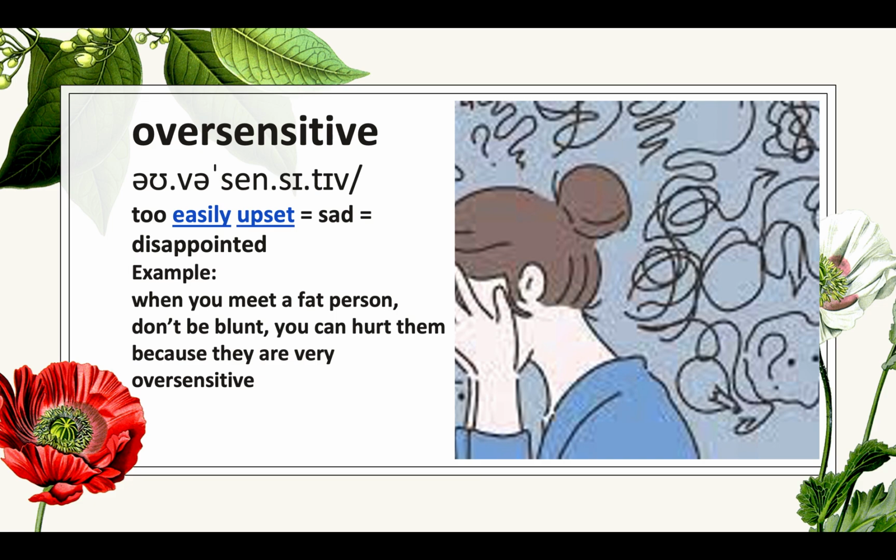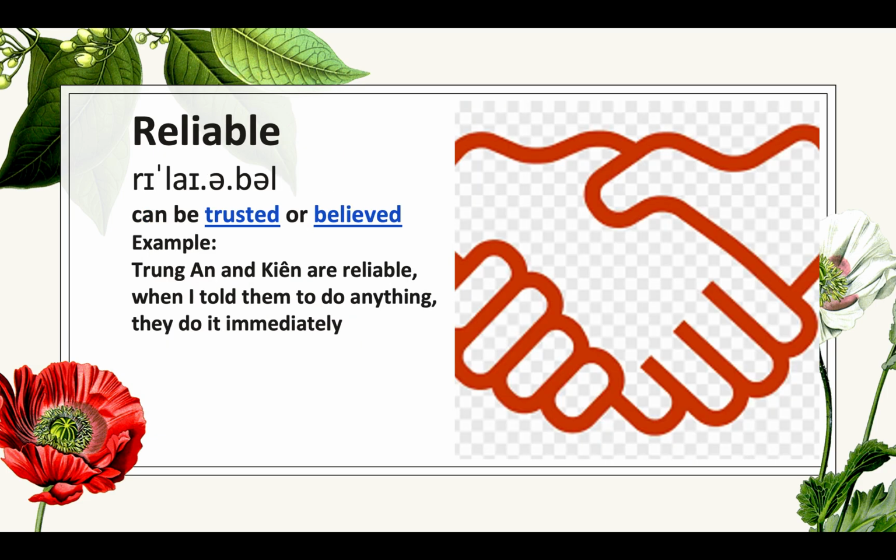For example, when you meet a fat person, don't be blunt, right? You can hurt them because they are very oversensitive, right? So when you are blunt to an oversensitive person, that's very bad of you. So we have the word oversensitive.